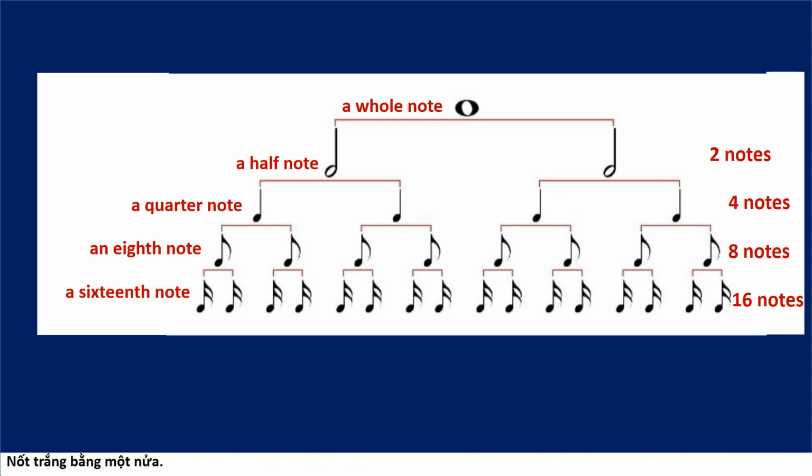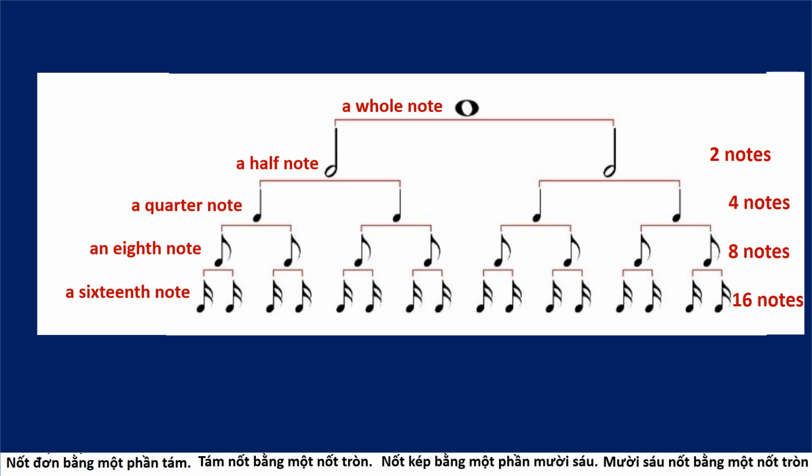The half note equals 1 half. 2 notes equal 1 whole note. The quarter note equals 1 quarter. 4 notes equal 1 whole note. The eighth note equals 1 eighth. 8 notes equal 1 whole note. The 16th note equals 1 sixteenth. 16 sixteenth notes equal 1 whole note.